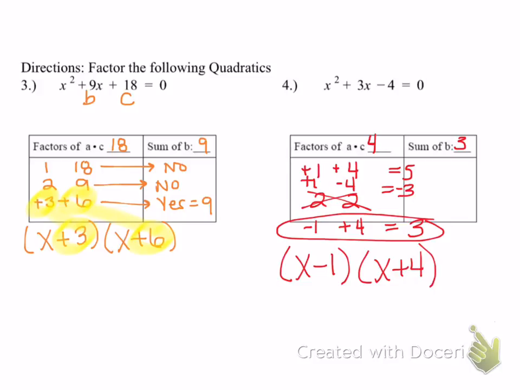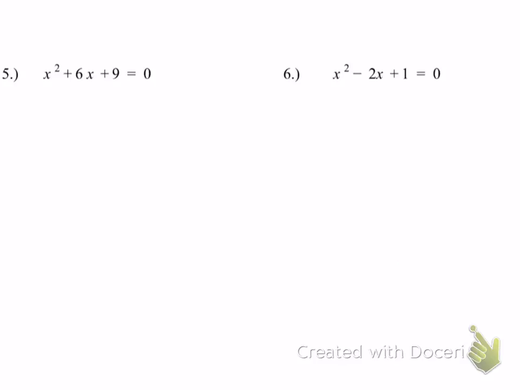Alright, so there's examples 3 and 4. Alright, let's go ahead and go on to number 5. So we need to find factors of C. C is 9 and B is 6. So numbers that multiply to 9. We got 1 and 9, and we've got 3 and 3. Well, our goal is to get them to equal 6. So 1 and 9, is that ever going to give you 6? No, it's not. What about 3 and 3? Yes, because they're both positive.